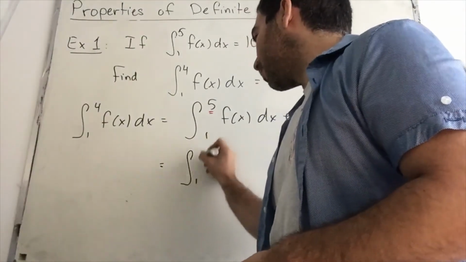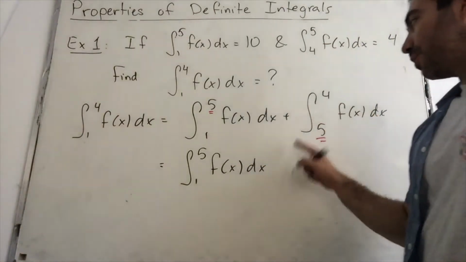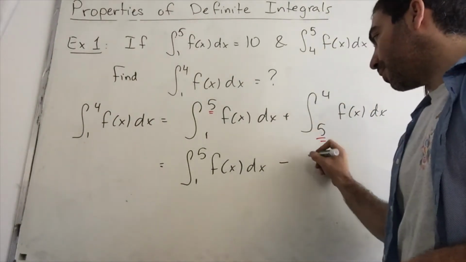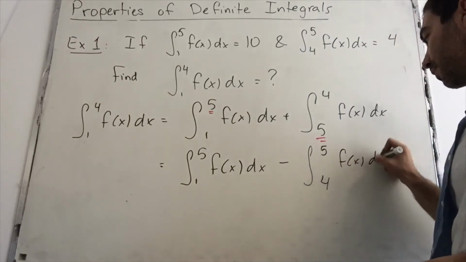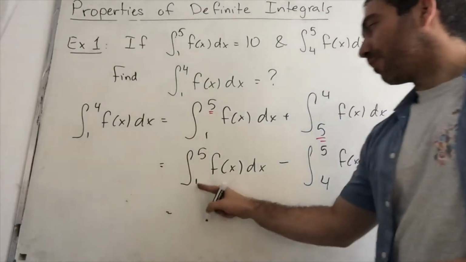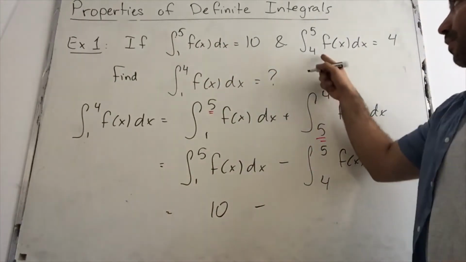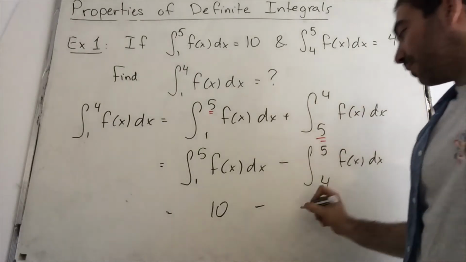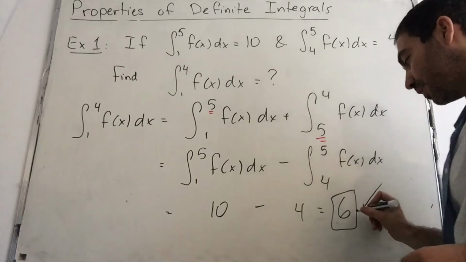So this is the integral from 1 to 5 of f of x dx, and if we flip the bounds, we switch the sign. So it's positive, we put a minus. Now we go from 4 to 5 of f of x dx. We know the integral from 1 to 5 is 10, minus the integral from 4 to 5, which is 4, and that gives us an answer of 6, as we expected, so 6 units squared.